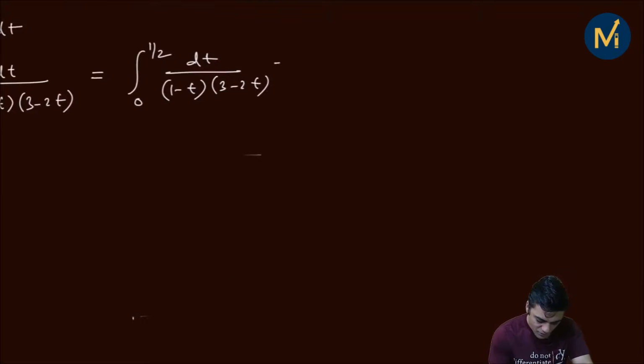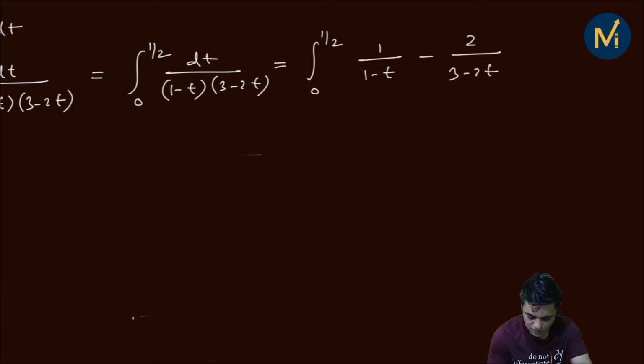So if I use partial fraction, it is 0 to half, this is 1 upon 1 minus t, and this is minus 2 upon 3 minus 2t. You can cross check. It will definitely work because if you take the LCM, it gives you 3 minus 2t and minus 2 plus 2t, that gives you 1. Okay, perfect. I think your problem is over.